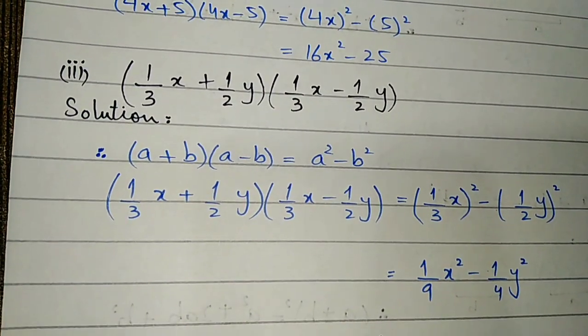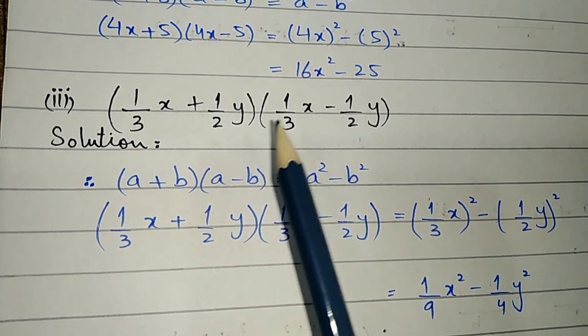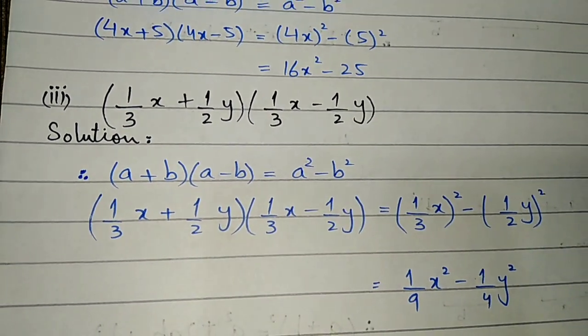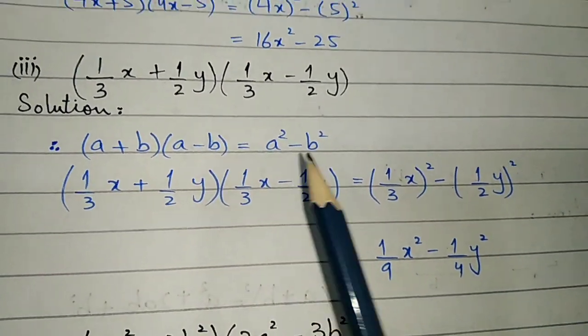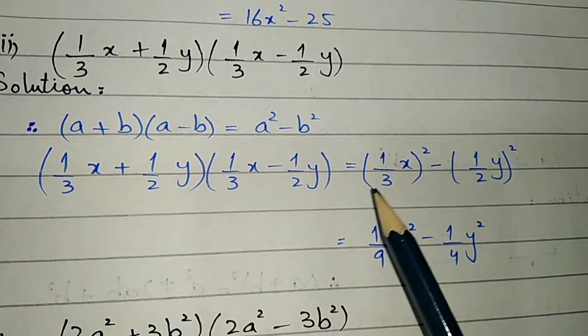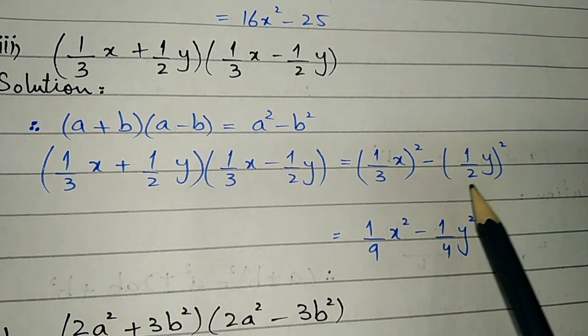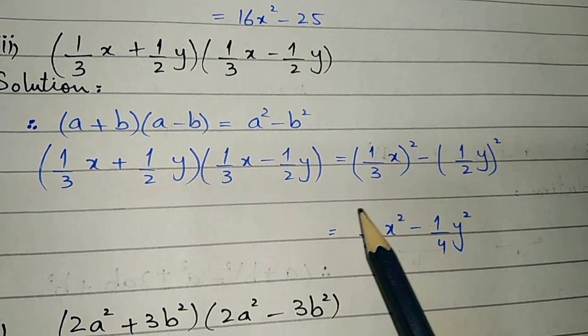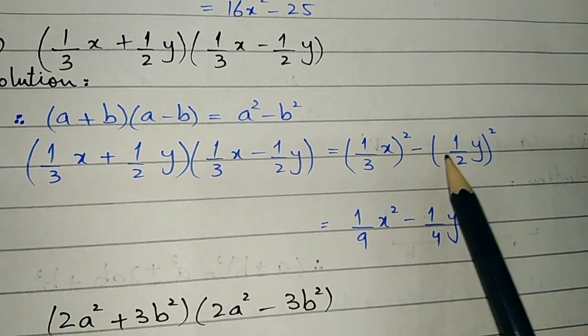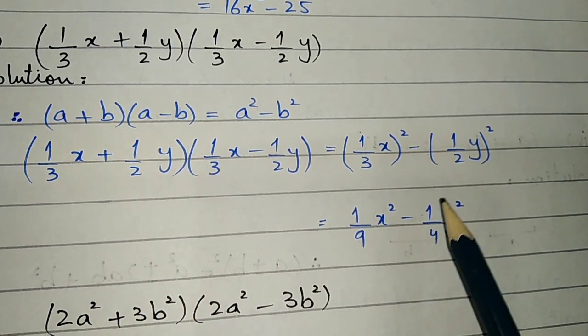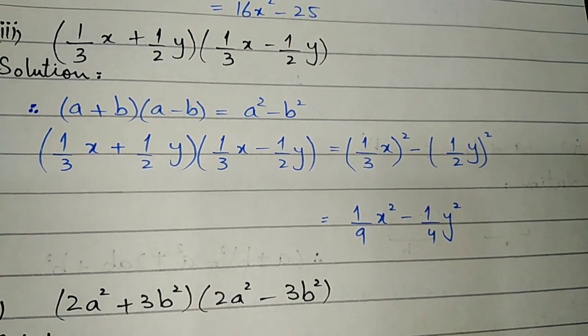Part number 3 is (1 over 3x plus 1 over 2y) times (1 over 3x minus 1 over 2y). By using the same formula, (a plus b) into (a minus b), we get a square minus b square. So we get (1 over 3x) whole square minus (1 over 2y) whole square. 1 square is 1, 3x square is 9x square, so 1 over 9x square, minus 1 square is 1 and 2 square is 4, so minus 1 over 4y square. This is our required answer.